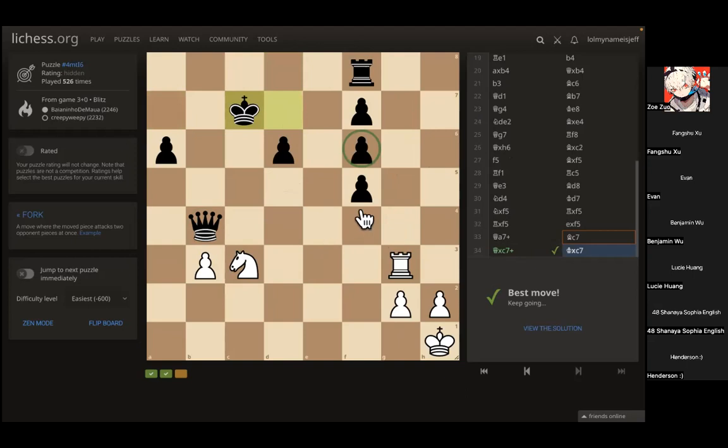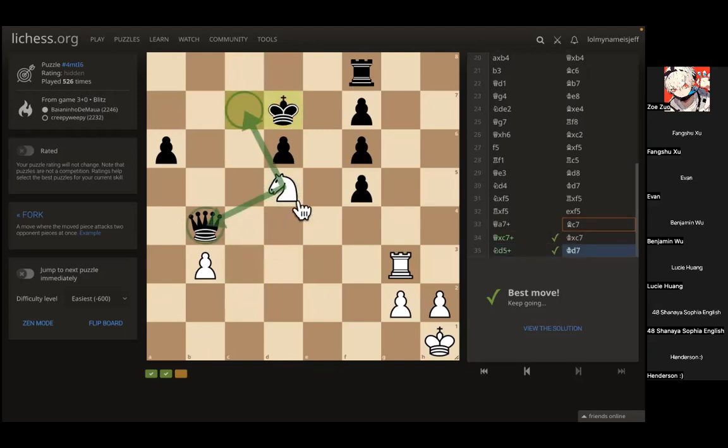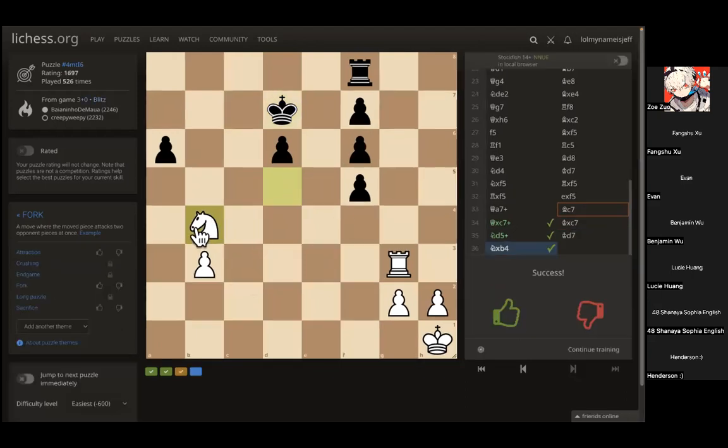The board is flipped, which is why this is actually f6 instead. But the idea is we force the king to a certain square. So here we can play knight to d5, which forks the king and the queen. And once we take, we'll see we're actually up a knight here.